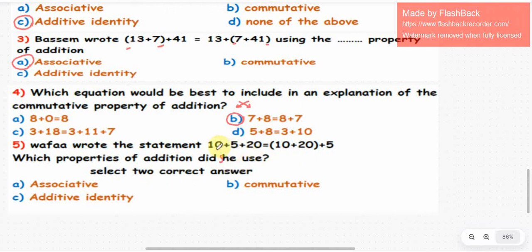Okay. First, I see the order 10, 5, 20. But here 10, 25. So she switched the numbers. So the first is commutative. What is the second one? She used brackets. So when I use brackets, it means associative. So letter A also.